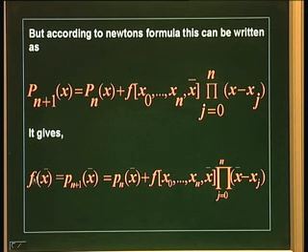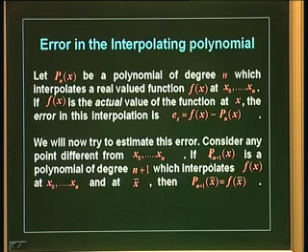So f of x bar is p n plus 1 of x bar, which is p n of x bar plus this additional term into x bar minus xj. So now what do we see? What we wanted to see in the earlier thing was this difference at x equal to x bar.